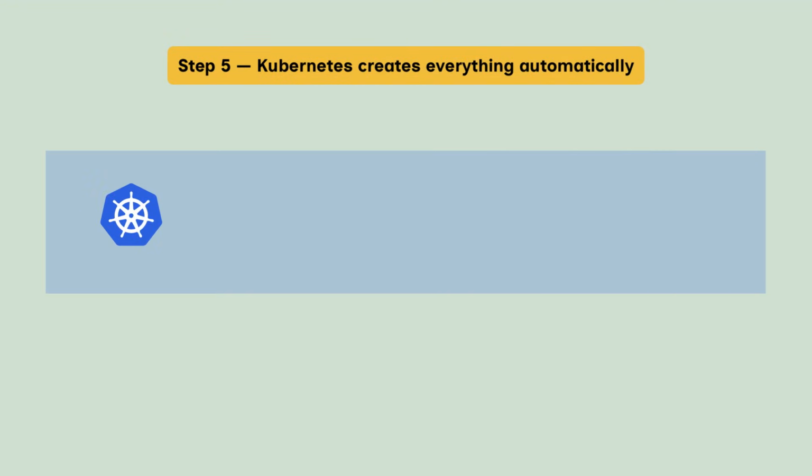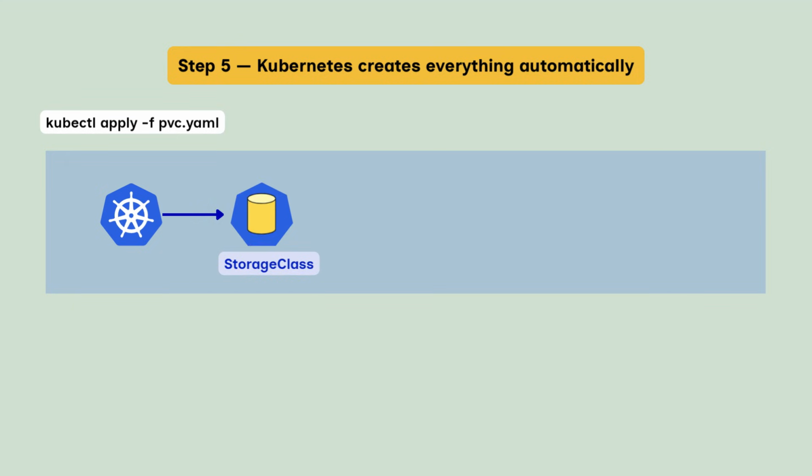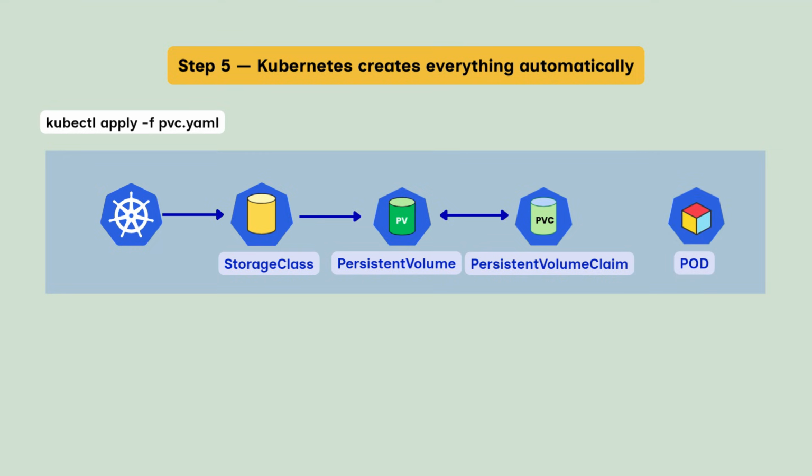Finally, Kubernetes creates everything automatically. So when a PersistentVolumeClaim is applied, Kubernetes calls the StorageClass. A new PersistentVolume is created dynamically. The PersistentVolume is bound to the PersistentVolumeClaim. The pod gets the storage. So no manual steps, no tickets to admin.